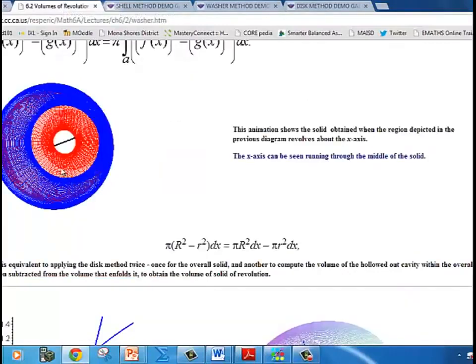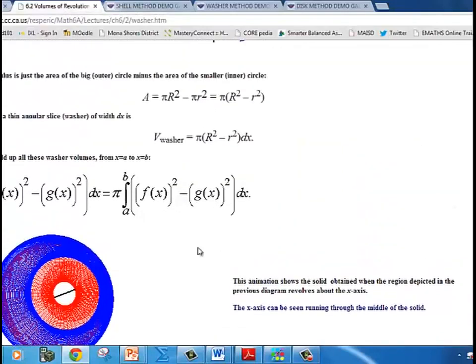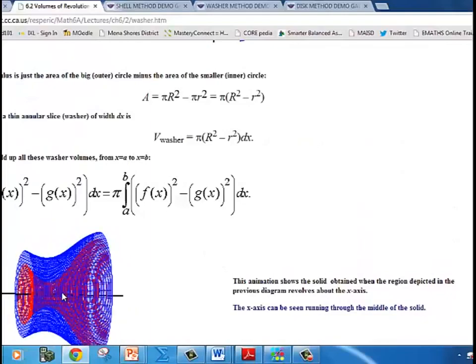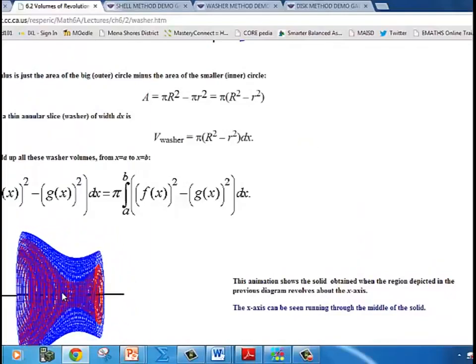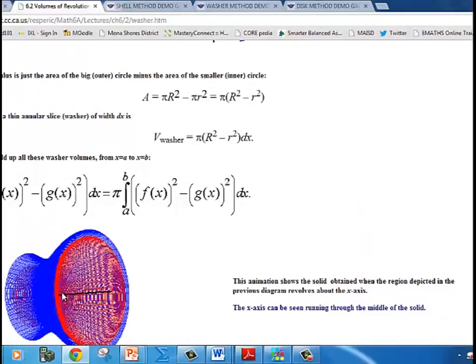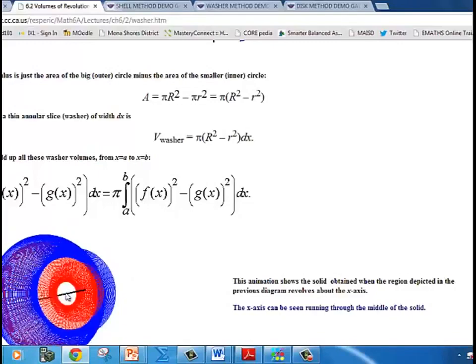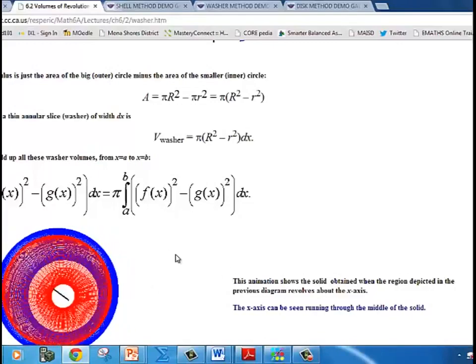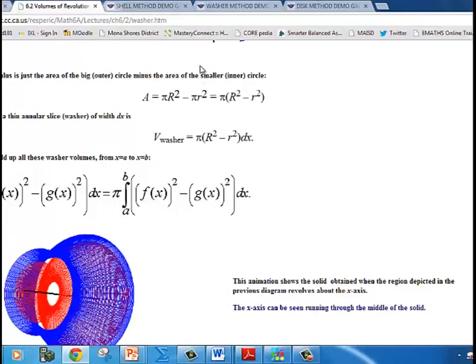Here's an example of the washer method, in which there's a hole caused by the gap of the figure, which is not butting up against the x-axis.